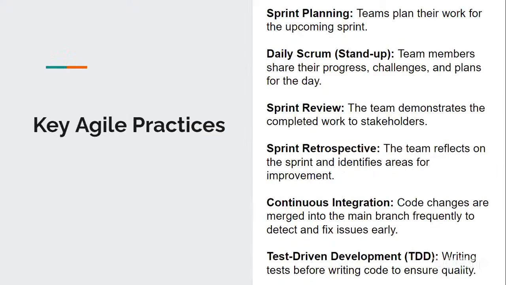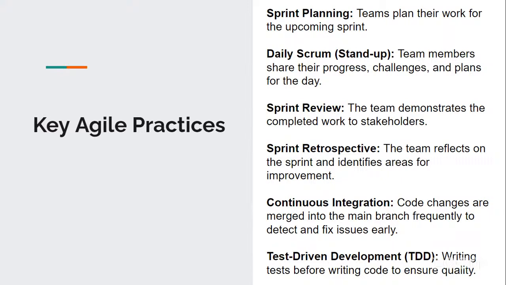There are also key Agile practices. What are these key Agile practices? The key Agile practices are sprint planning, that is, the team plans their work for upcoming sprints. And daily scrum, that is stand-up. This one I think we are familiar with. Team members share their progress, challenges, and plans for the day. Also, we have the sprint review. The team demonstrates the completed work to stakeholders.